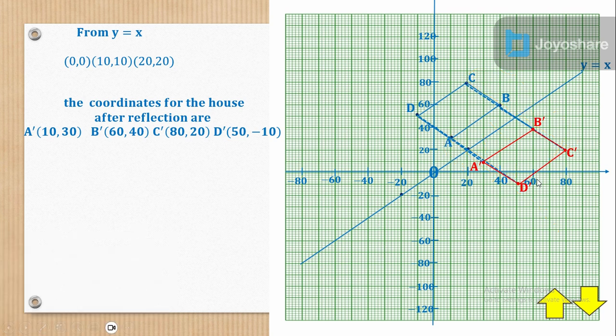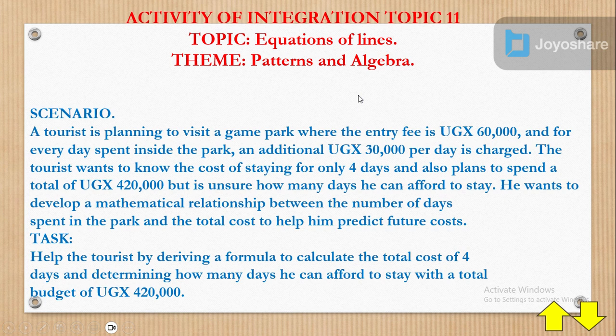So that's what we have finally as our image. Now here they want the coordinates of the image of the house. The coordinates for the house after reflection are: A prime is (10, 30), B prime is (60, 40), C prime is (80, 20), and D prime is (50, -10). As simple as that. Let's now move to the next number.